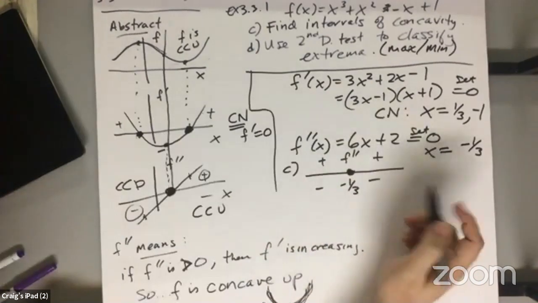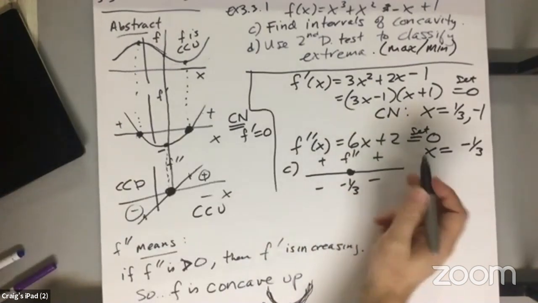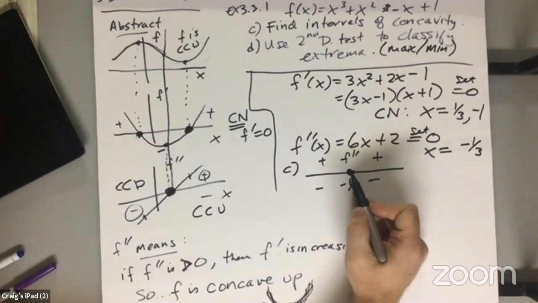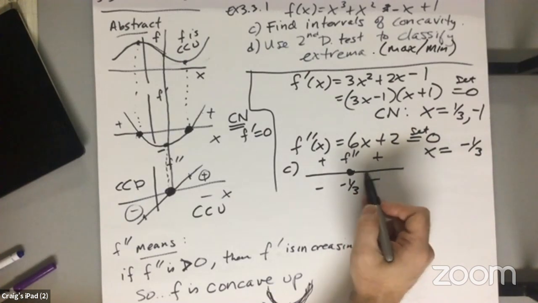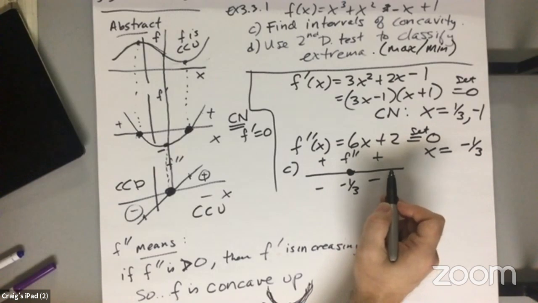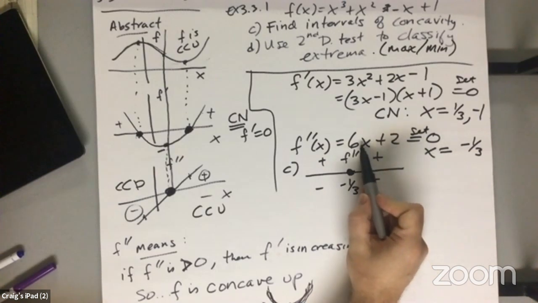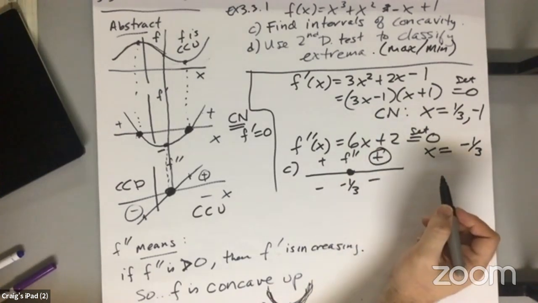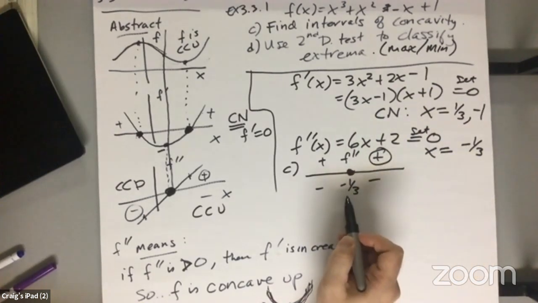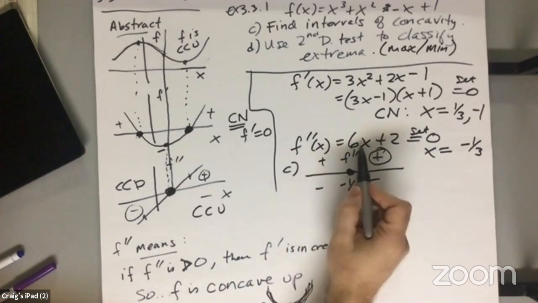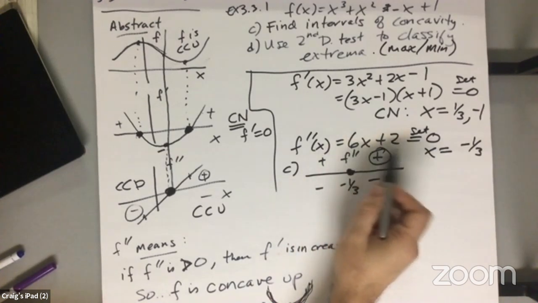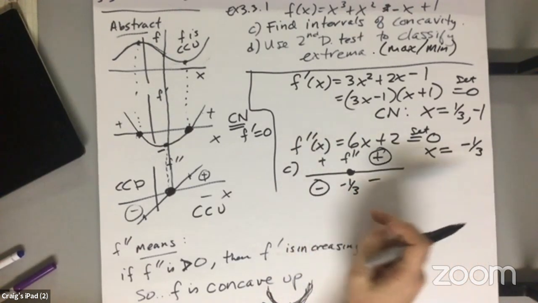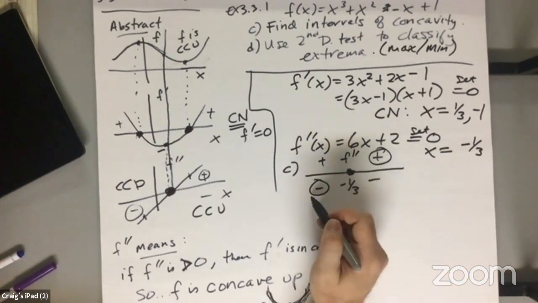So which is it? I have to figure out which of these four choices I'm going to circle. I just check any number bigger than minus 1/3, like 1,000. 1,000 is bigger than minus 1/3, and 6,000 plus 2 is 6,002, a positive number. And any number smaller than minus 1/3, like minus 1,000: I put in x equals minus 1,000 and get minus 6,000 plus 2, which is basically minus 6,000. So the second derivative is negative here and positive here.